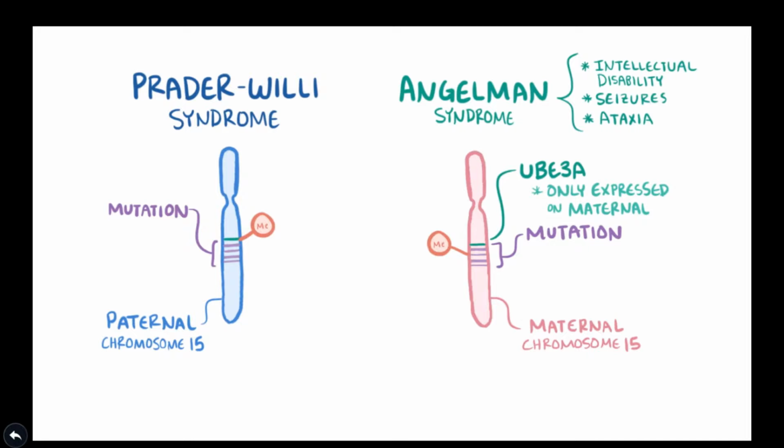This region, therefore, is more accurately called the Prader-Willi Angelman region, because paternal mutations lead to Prader-Willi syndrome, and maternal mutations lead to Angelman syndrome.